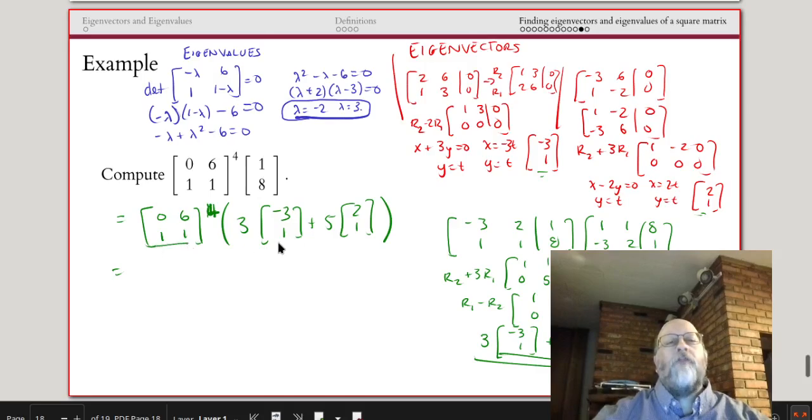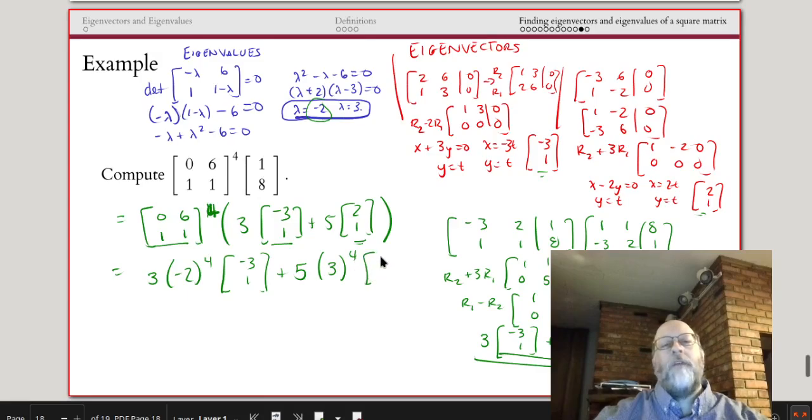When I multiply this matrix times this vector, it scales by a factor of negative 2. And when I multiply this matrix times this vector, it scales by a factor of 3. But again, we're raising this to the 4th power because we did this 4 times. All right, a little bit of calculation here. Negative 2 to the 4th power is 16. 16 times 3 is 48. Times negative 3, 1. 3 to the 4th power is 81. 81 times 5 is 405.